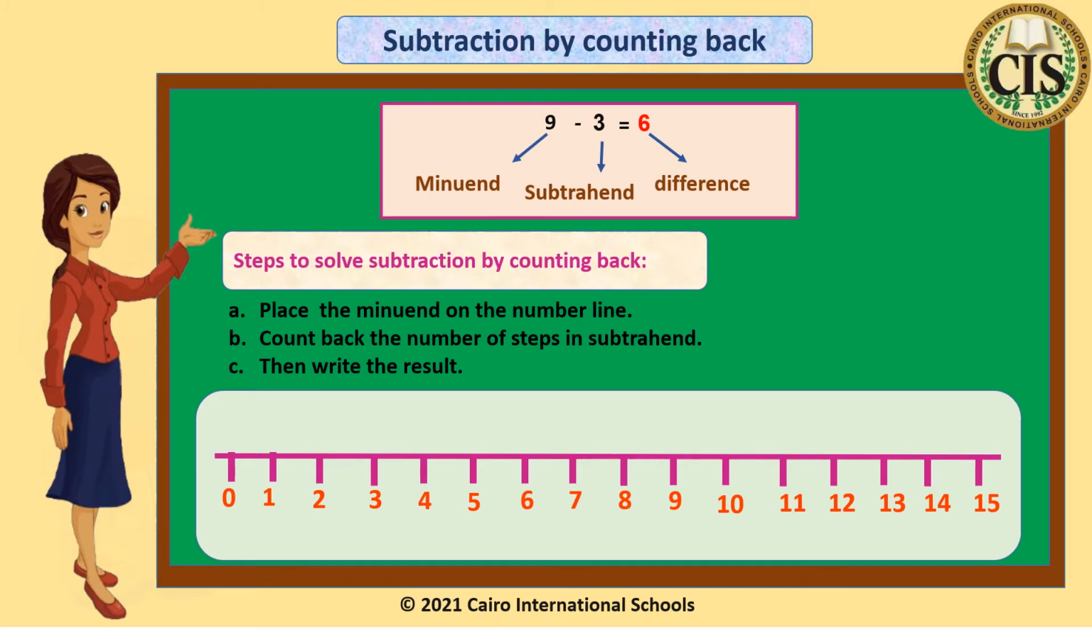The first step, place the minuend on the number line. The minuend here is 9. So we will mark 9 in the number line. Then count back the number of steps in subtrahend. We have 3. So we will count back 3 steps. We are at 9 and we will count back 3 steps. The first step, we reach 8, 7, then 6. And stop, because we will count back 3 steps only. So the result will be equal to 6.